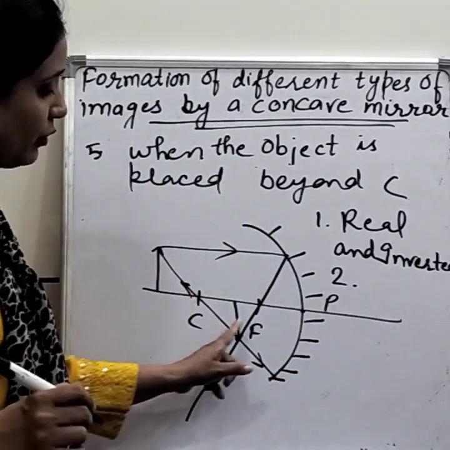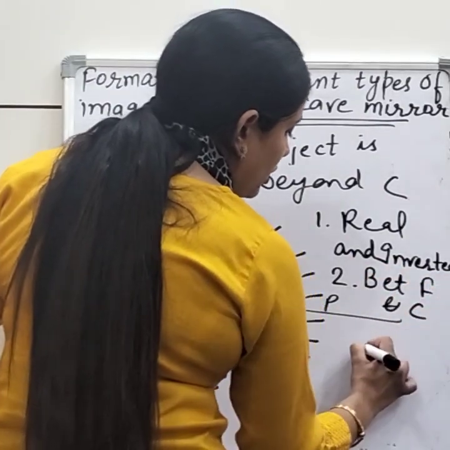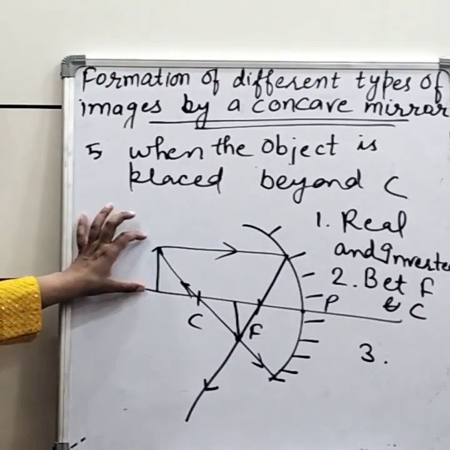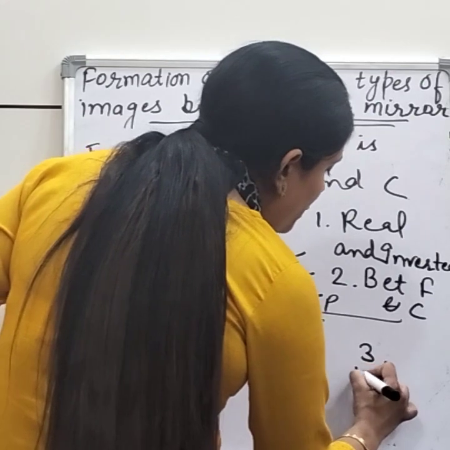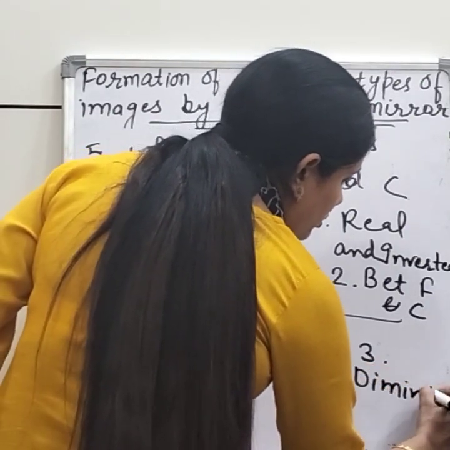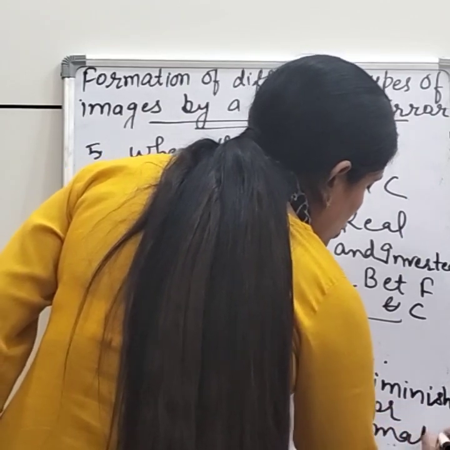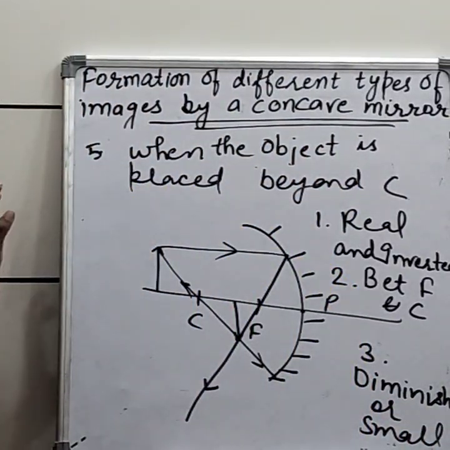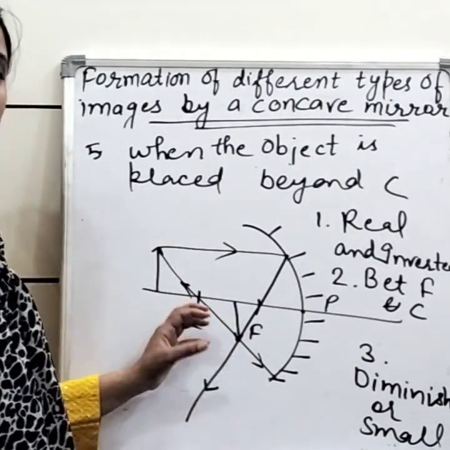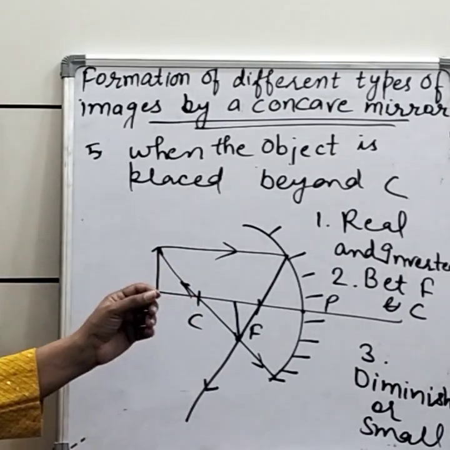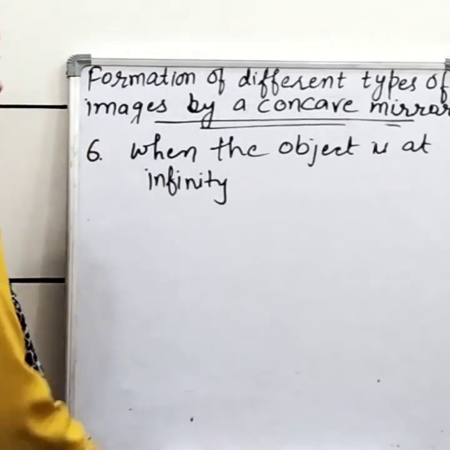Second, the image is formed between F and C. Third, the size of the object is larger and the size of the image is shorter. So shorter we will say diminished, or small. So when the object is placed beyond C, the image is formed between F and C, real and inverted, and of diminished size, or we can say small size. Now the last case is when the object is at infinity.